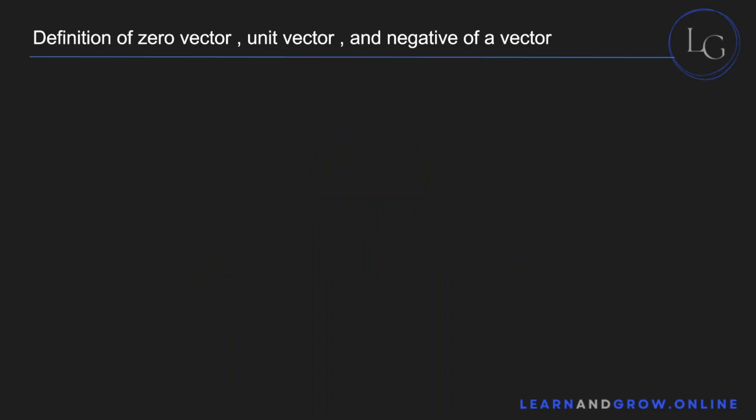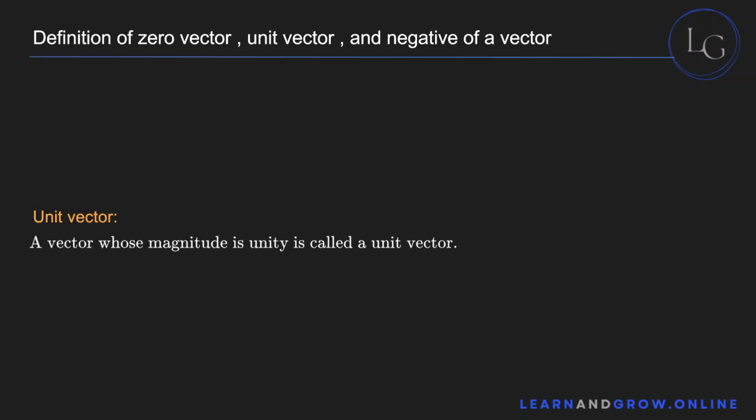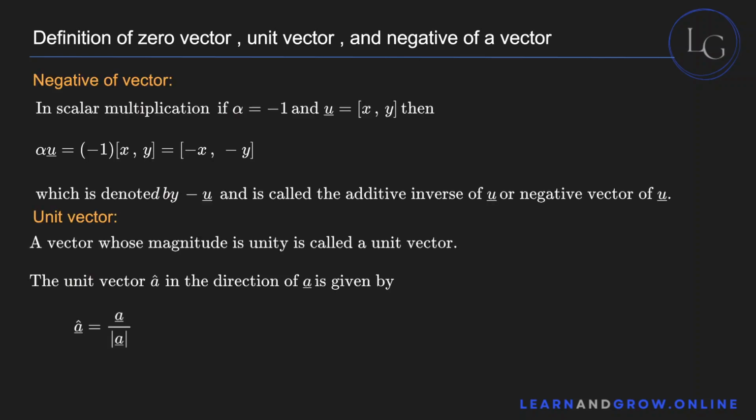Now let's discuss the definition of a zero vector, a unit vector, and a negative vector. First, let's discuss the negative vector, because to understand what a zero vector is, you must first understand what a negative of a vector is. So the negative of a vector is basically any vector.